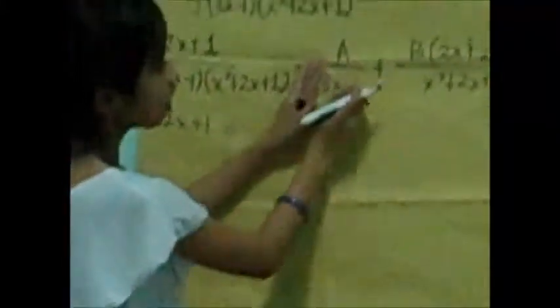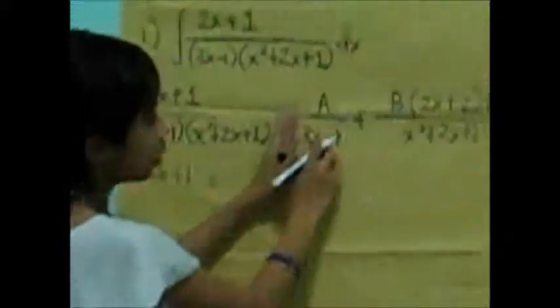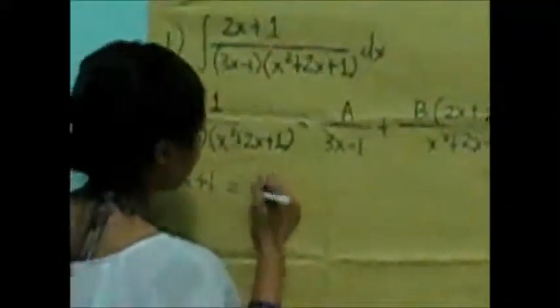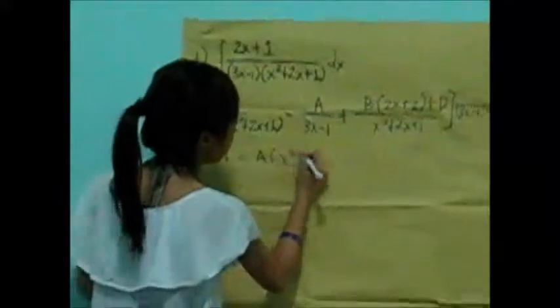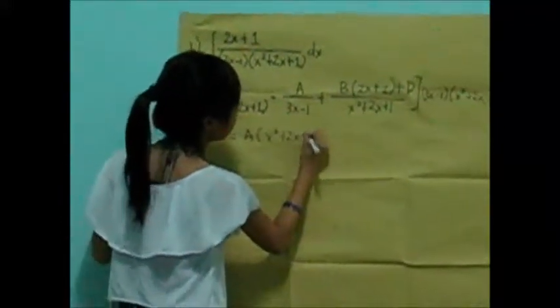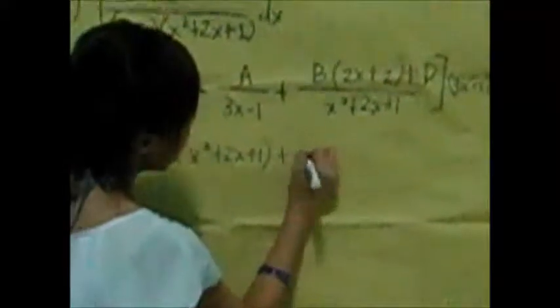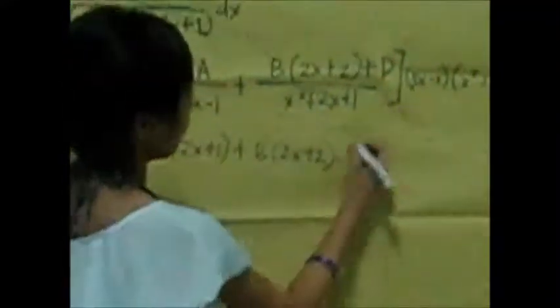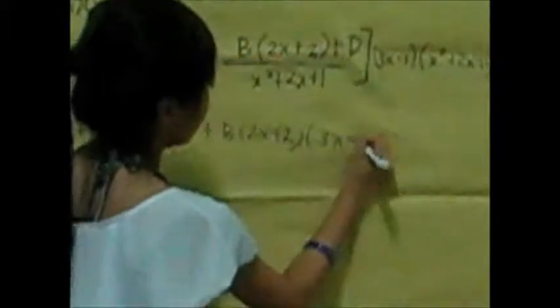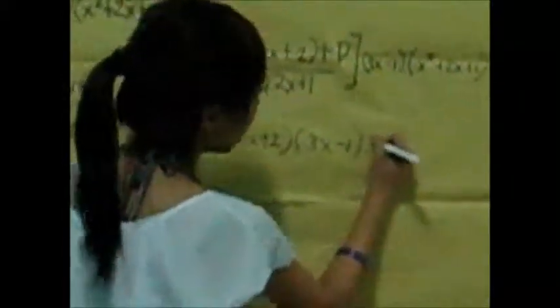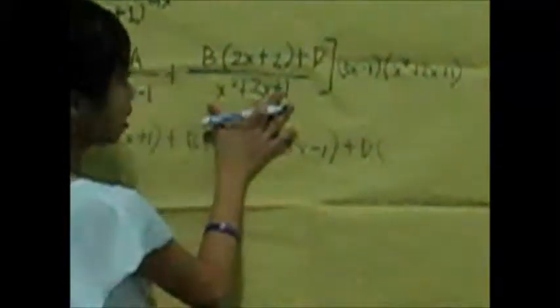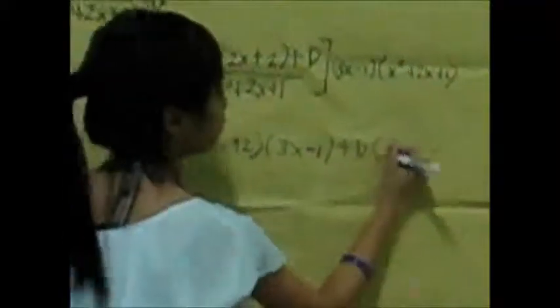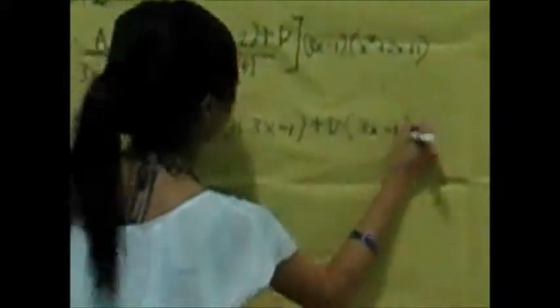And then for the constant A, 3x - 1 will cancel and then A times (x² + 2x + 1), and then plus B times (2x + 2) times (3x - 1). And for the last term, plus D, the x² + 2x + 1 will cancel and the 3x - 1 will remain. 3x - 1.